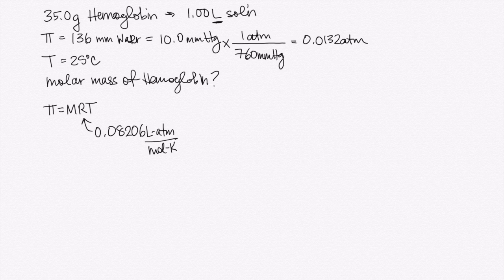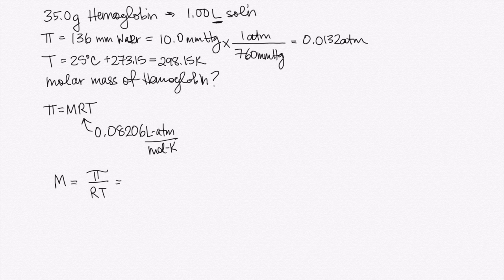And now our temperature is in Celsius. We'll want to add on 273 to get our 298.15 Kelvin, which will be our temperature. So now we have liters, atmospheres, Kelvin, and we're going to end up finding the number of moles. So we can rearrange our equation. Molarity equals pi over RT.